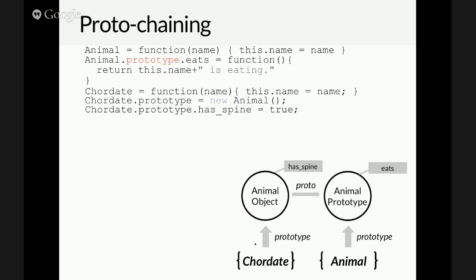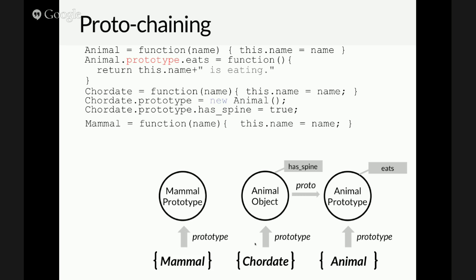Then we give it its own methods or properties. In this case, it's just a Boolean that says, hey, these all have a spine. And we do this one more time for mammal. Mammal constructor on its own will just be a function with a prototype pointer pointed to this object in memory. But by saying mammal.prototype equals new Chordate, we've created a new object in memory with its proto property pointed to chordate's prototype in this case. Now we've set up a chain all the way from mammal to animal.